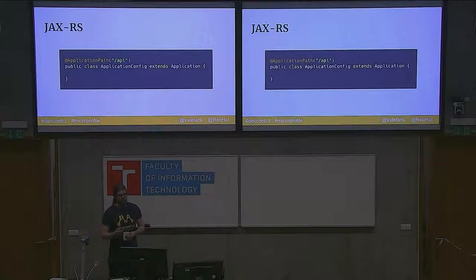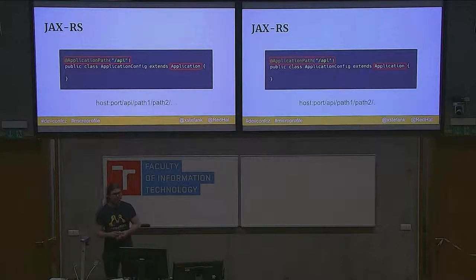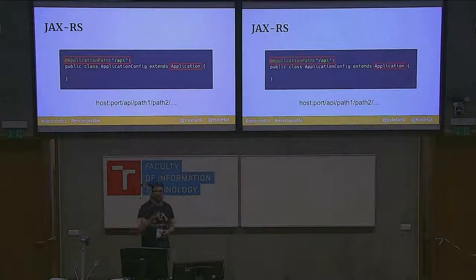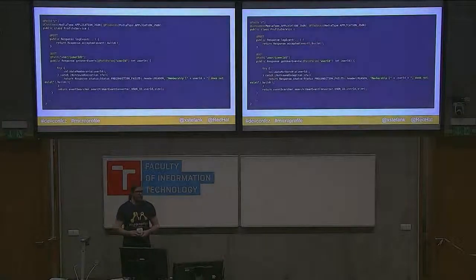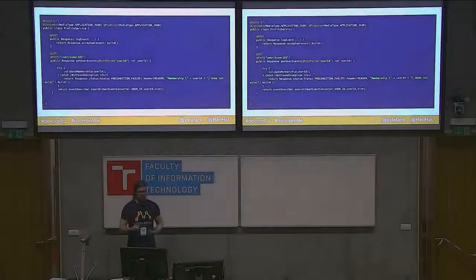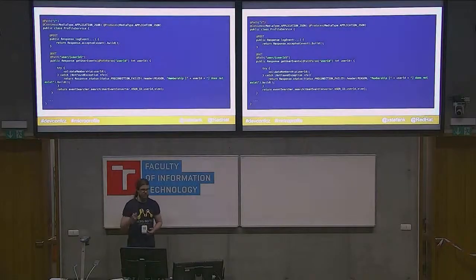All you need to do to define such endpoints is to create a class that extends the JAX-RS Application class and annotate it with ApplicationPath. The value provided in this annotation is then used as a root resource path, which is prepended to every resource that you create. To create an actual resource, you need to do two things.